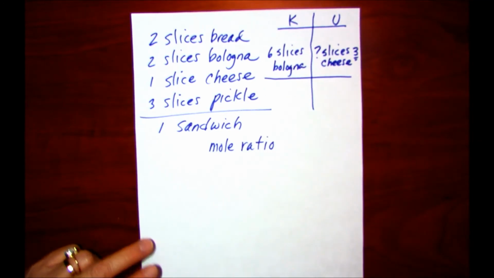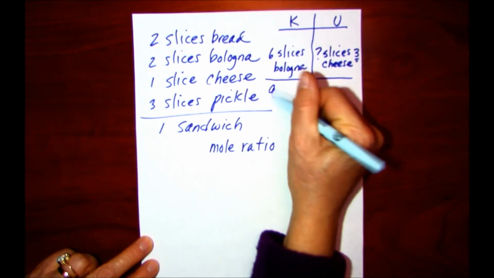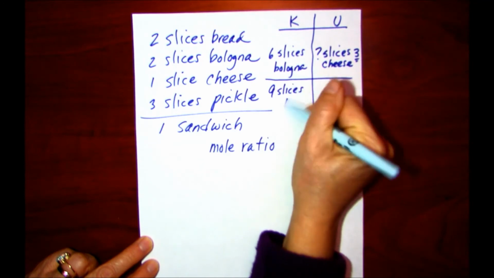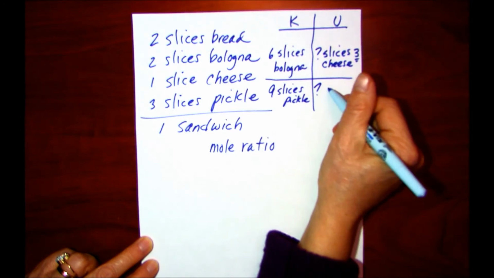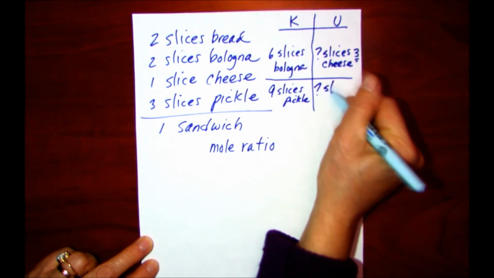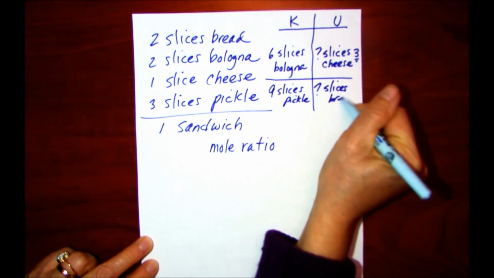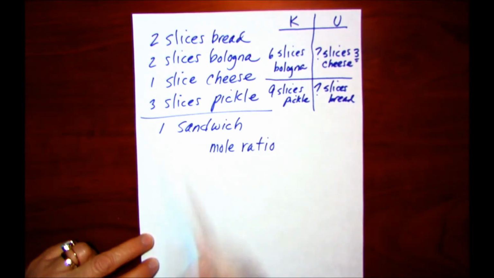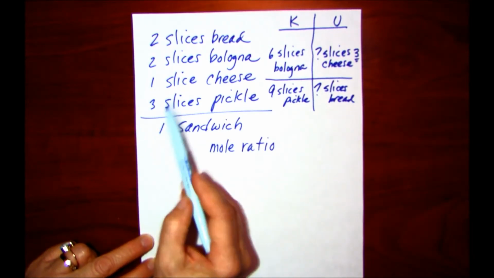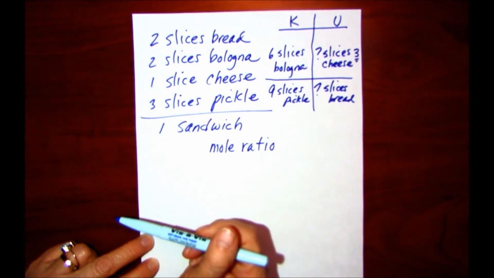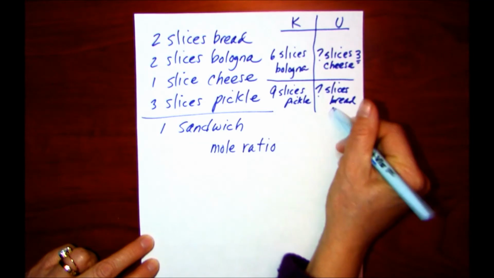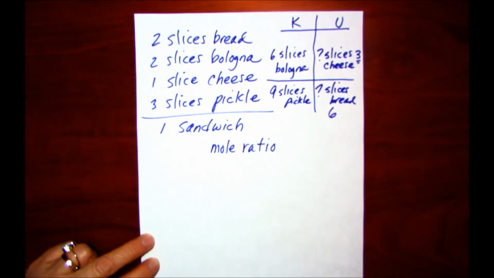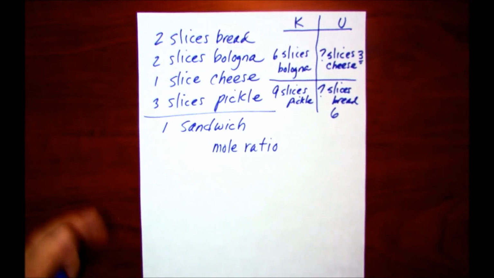Let's look at another one. What if I had 9 slices of pickle? Now how many slices of bread would I need? Well, for every 3 pickles, I have 2 slices of bread. So for every 9 pickles, I would need 6 slices of bread. Okay, makes sense. You can do these things in your head.